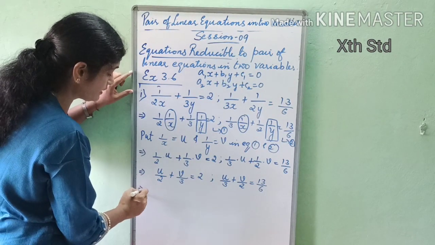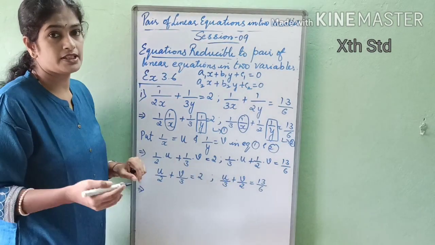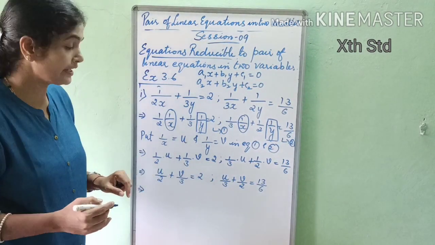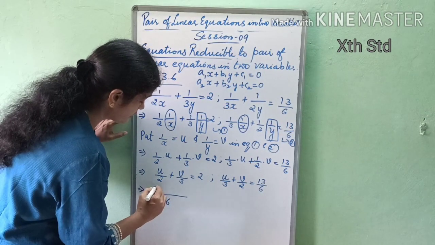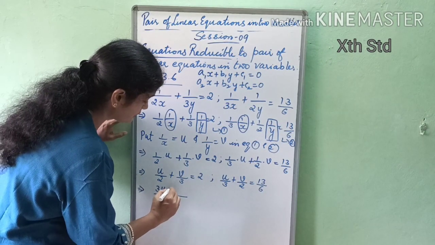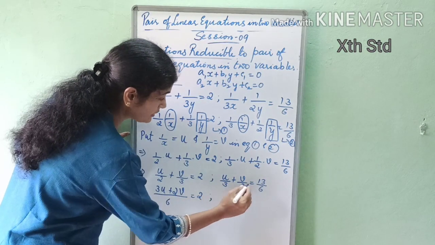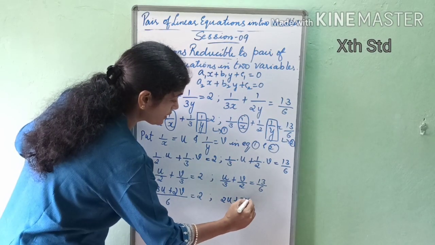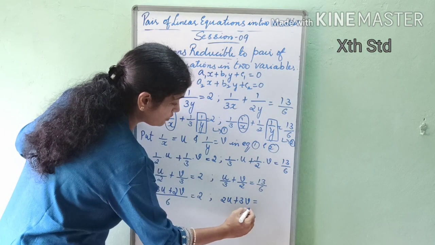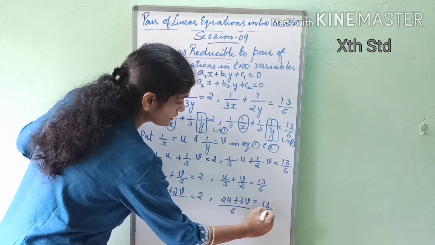So, but still we can reduce this because they are in fractions. Whenever it is in fractions, it is better to take the LCM and simplify them. So here 6 it is. So it will be 3u plus 2v is equal to 2, and this side it is 2u plus 3v, divided by 6, because LCM is 6, is equal to 13 by 6.